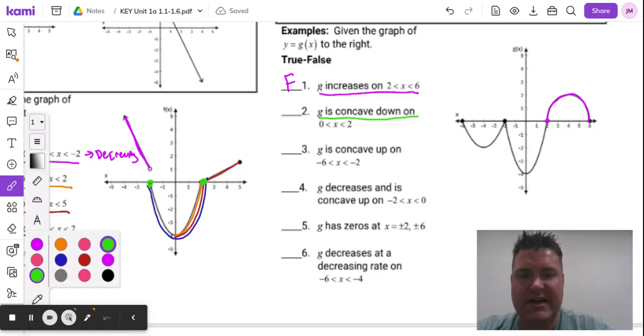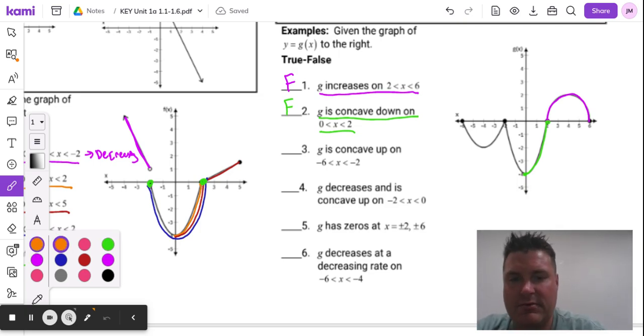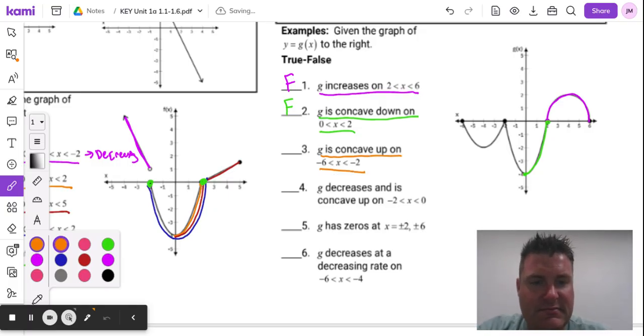G is concave down from 0 to 2. From 0 to 2, it looks like this. That little green part only that I just shaded. Is that concave down? That looks like it's up like a cup. It's half of a U, so that's going to be false. That thing is concave up. Let's do now, go orange. Concave up from -6 to -2. That totally looks like it's concave up. That rate of change is increasing as we go through. So that is true. It's up like a cup.